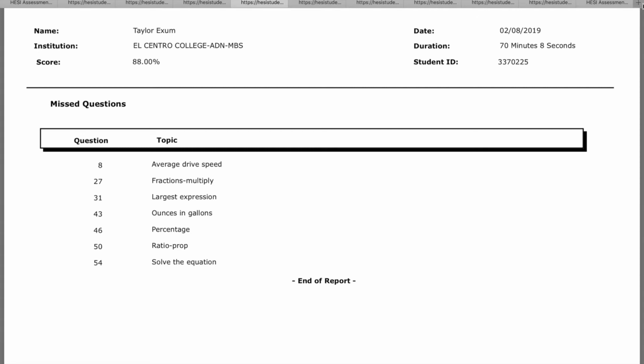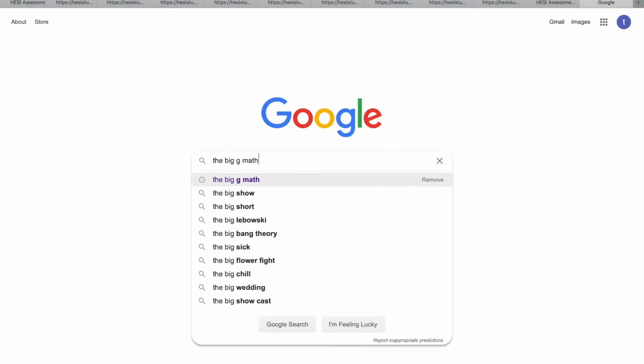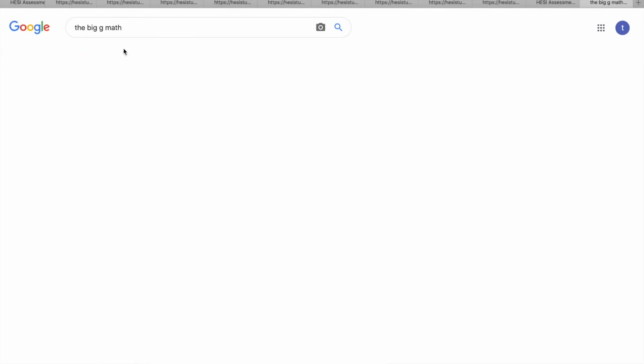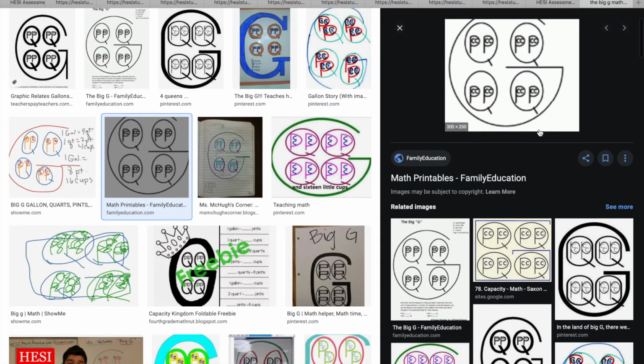Another thing that I used that really helped me was the Big G method. I want to show you guys that real quick. Yeah, the Big G math images. And yeah, right here. So 1 gallon has 4 quarts in it. 1 quart has 2 pints in it. And each pint has 2 cups in it. And there are a total of 16 cups in 1 gallon. So on your scratch paper, just write the G. Do Q, Q, Q, Q, PP, PP, PP, PP, and fill it in with your C's. And then you can always reference this little picture on your scratch paper and get all of those conversion questions right because of this easy little graph. It's easy.